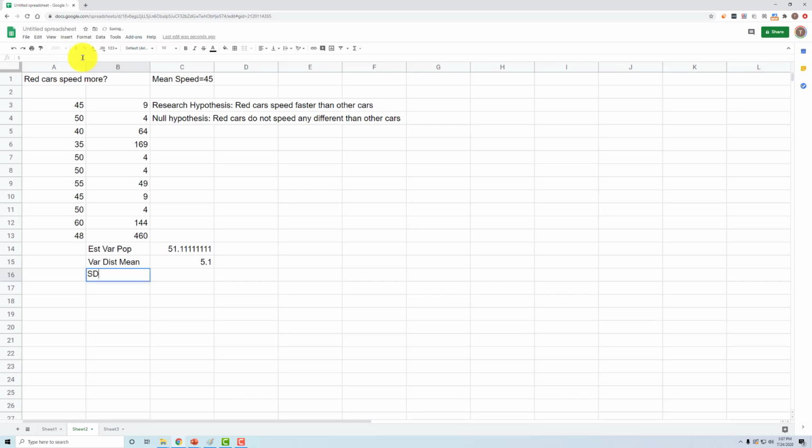And then finally we get the standard deviation of the distribution of means. We are going to take the square root of the variance. So I'm going to get something like 2.3 here.